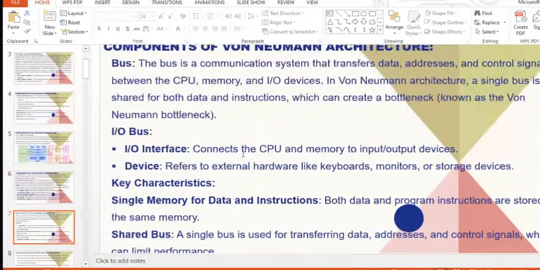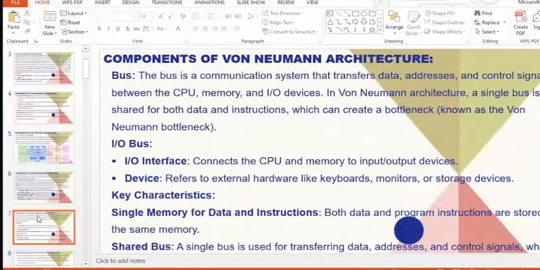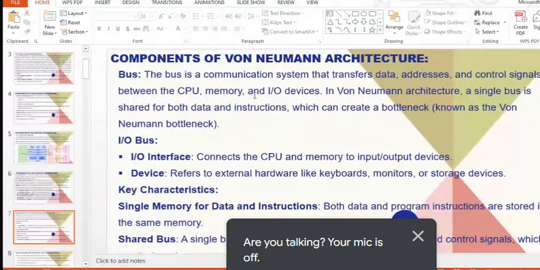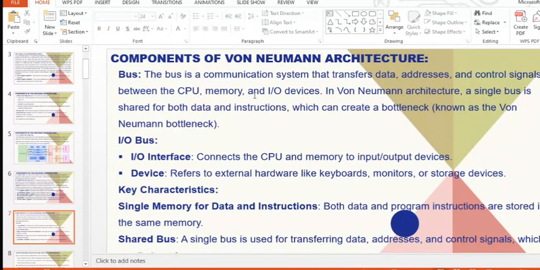Then, continuing with the von Neumann architecture, we have another aspect, the bus, what you call the system bus. This system bus is a communication system that transfers the data. So don't forget about that. The system bus is a communication pathway that transfers the data, addresses, and control signals between the CPU, the memory, and also the input and output devices.